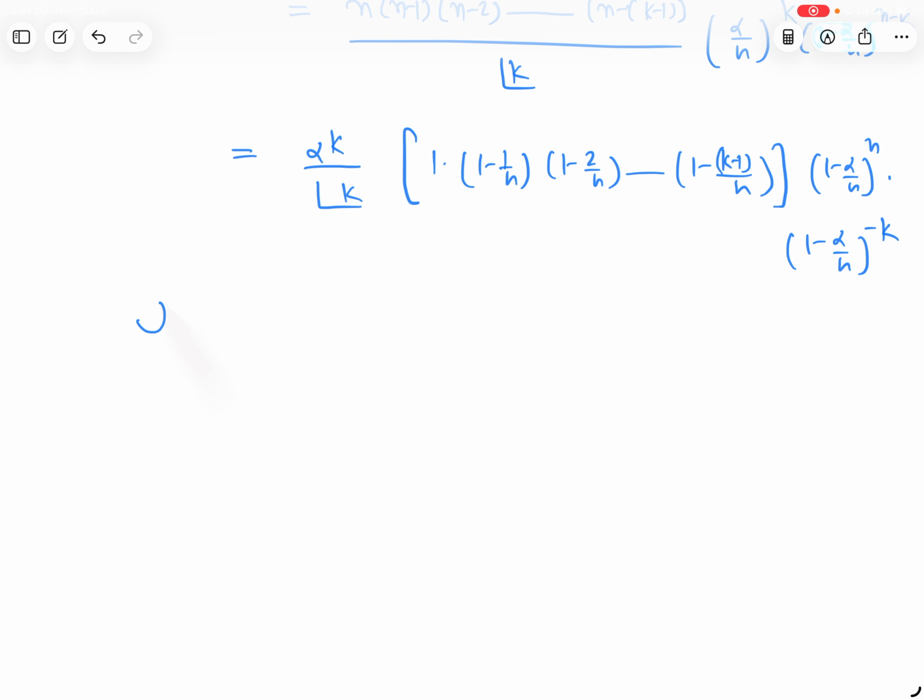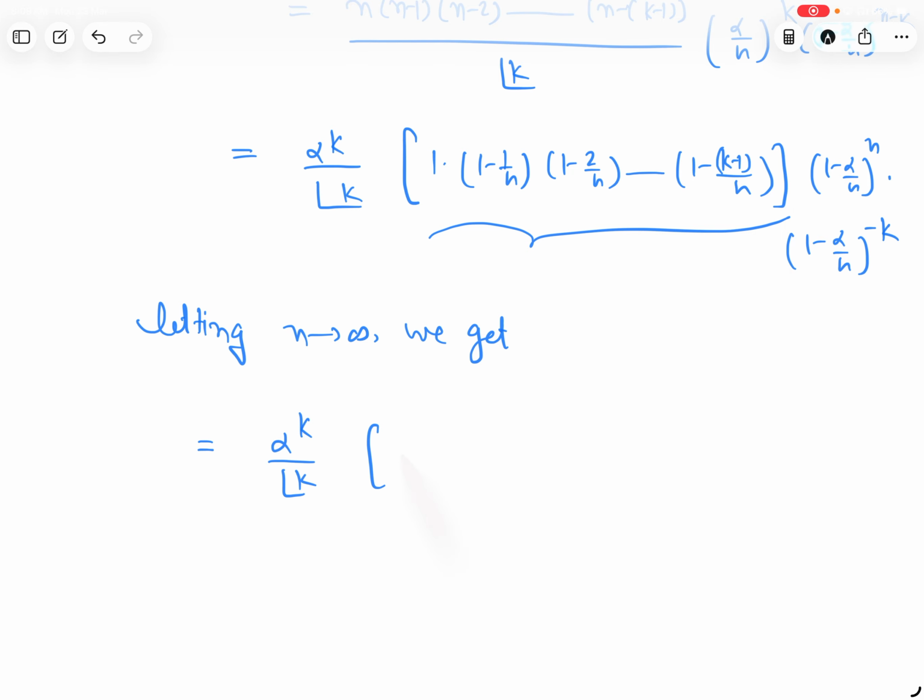So letting n tend to infinity, what do we get? Can you tell me what the limit will be? Alpha to the power k will remain as it is. What will this value be? k is a finite number, so this will be 1, 1, 1 like this, k times. And what will it be when n tends to infinity for (1 minus alpha upon n) to the power n? What value does it give? It gives e to the power minus alpha.